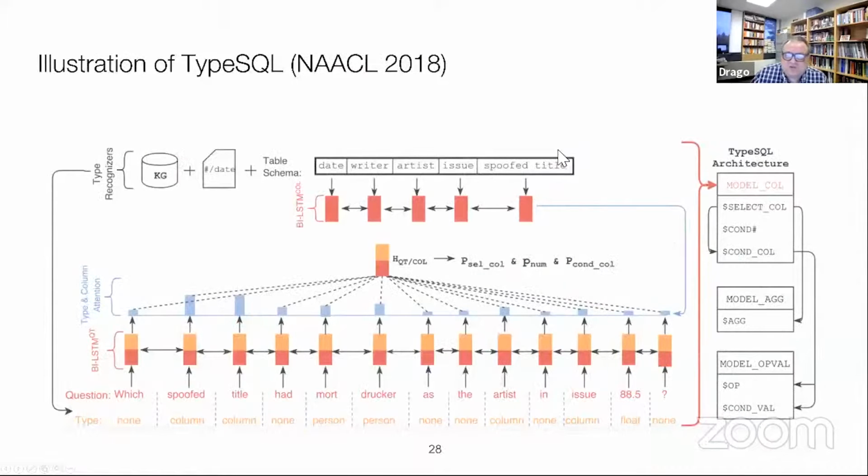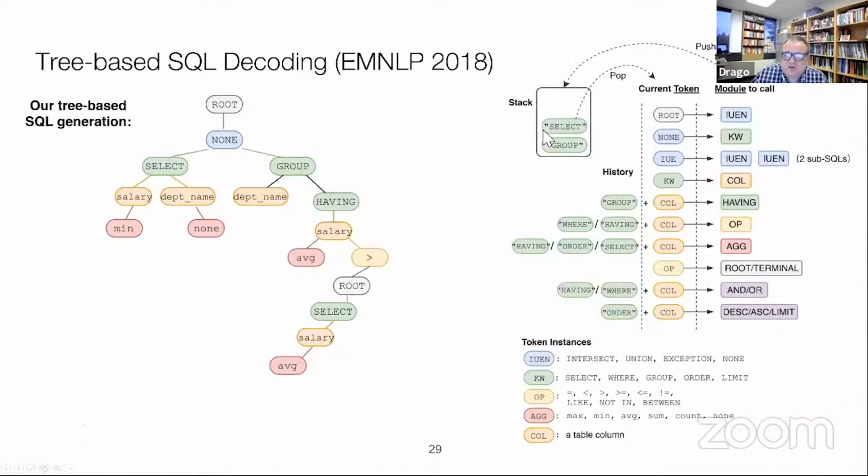So as part of this project, we also built a couple of different systems. One is called TypeSQL, and one of them is called SyntaxSQLNet. Both of those were published in 2018. In both of them, we looked at different ways in which we can transform the natural language questions into parse trees, and then from parse trees to SQL commands.